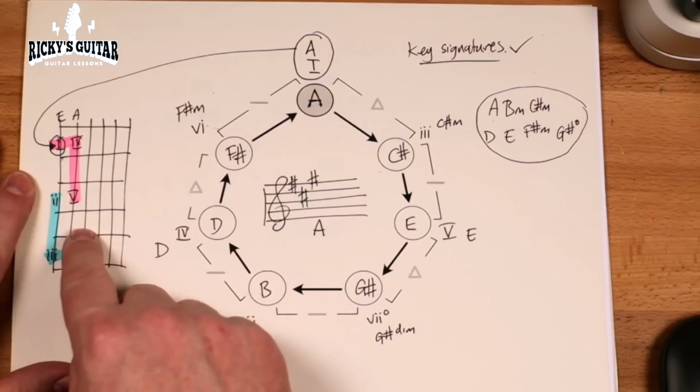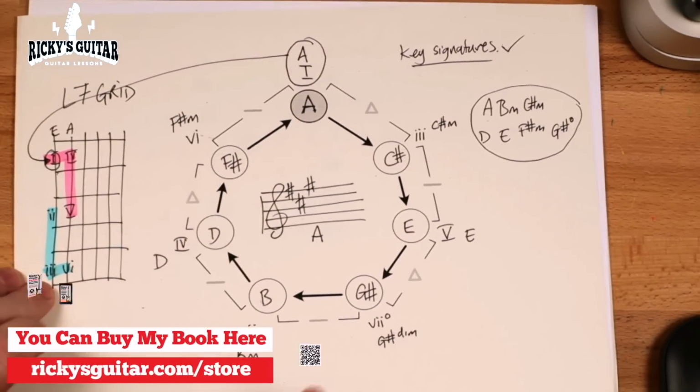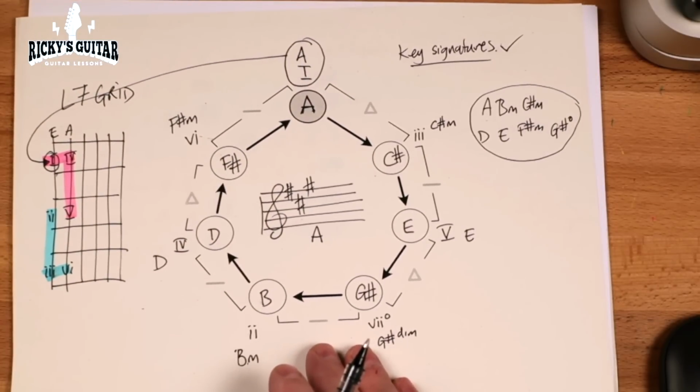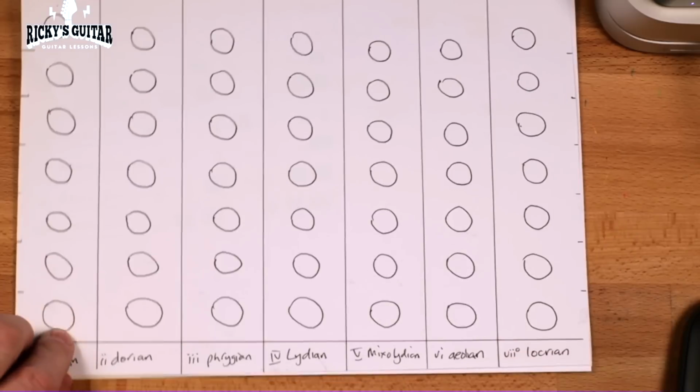That's the practical application. This is the L7 grid here. You could just think of it as the major grid. So we can look at it in that way, but there is the thing that I was on about before. This is the full expression. This is the gold that I want to show you. This is the key of A.